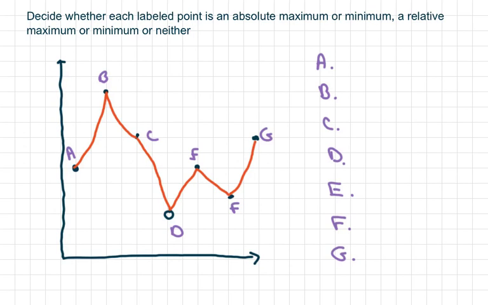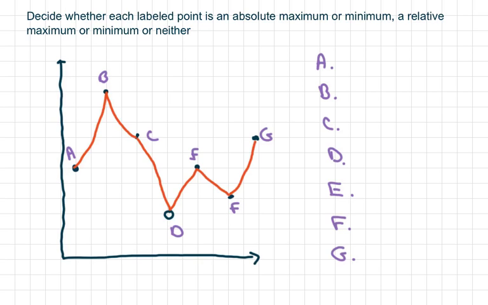Everybody, we're going to decide whether each labeled point is an absolute max or min, relative max or min, or neither. And the maximum or minimum mean this: it's the point where the graph stops going up and then starts going down, or vice versa. It's the point where the direction turns from up to down or down to up.